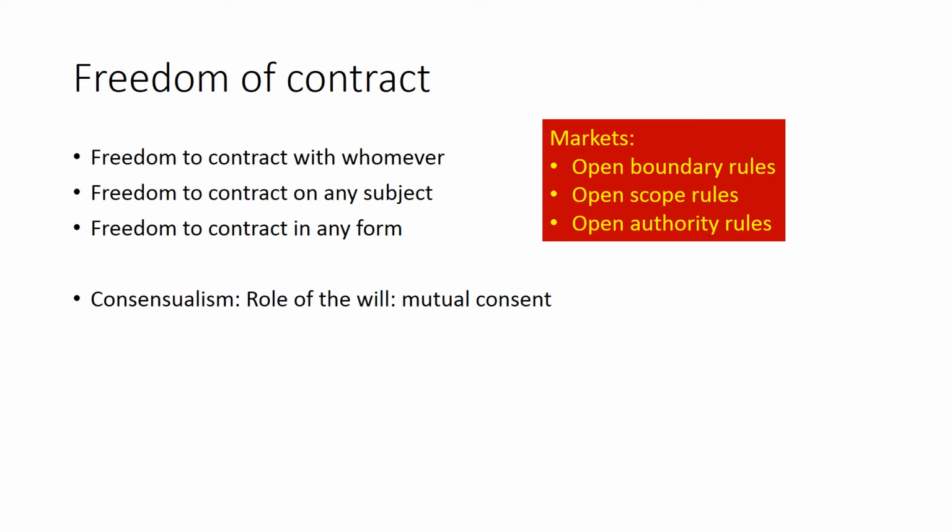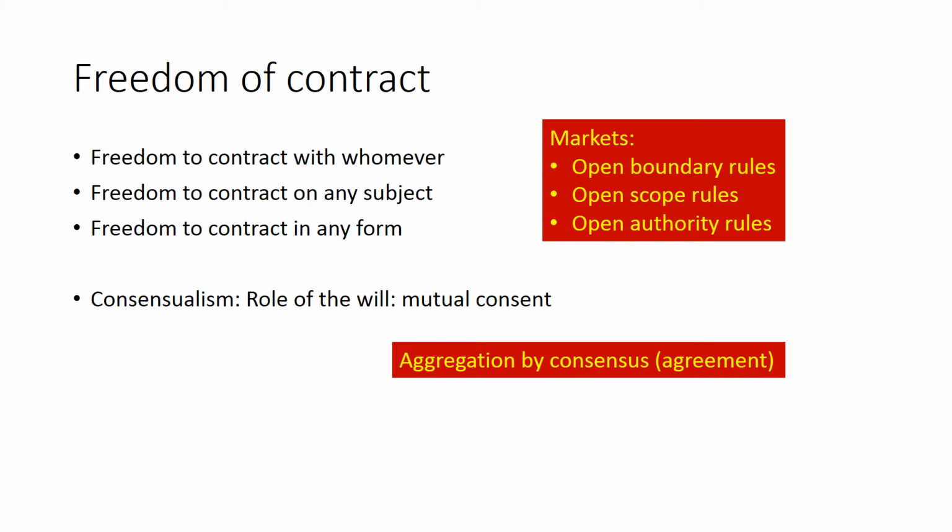Any subject means that there is open scope rules, the scope of what you decide about is open, and what you can do in which way you do it is also open, which implies open authority rules. So here you can see that those rules that we discussed in the institutional model refer to this basic idea of contract law. And of course there's a second point that's important: consensualism. The mutual consent takes decisions. That's aggregation rule, aggregation by consensus. If you agree that a deal is made, that you have a contract, then it's set, and that is the aggregation rule. So both parties have to agree on the deal.